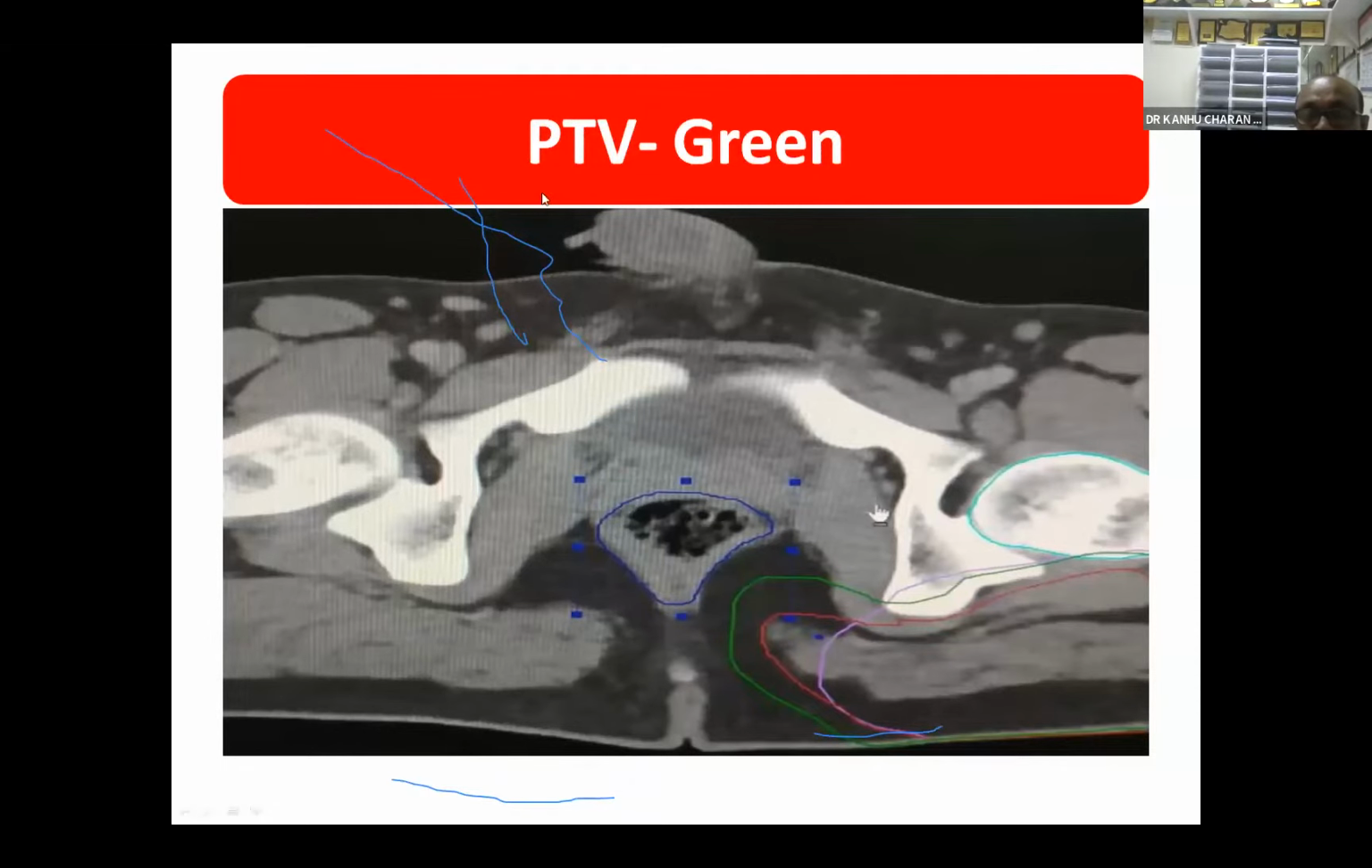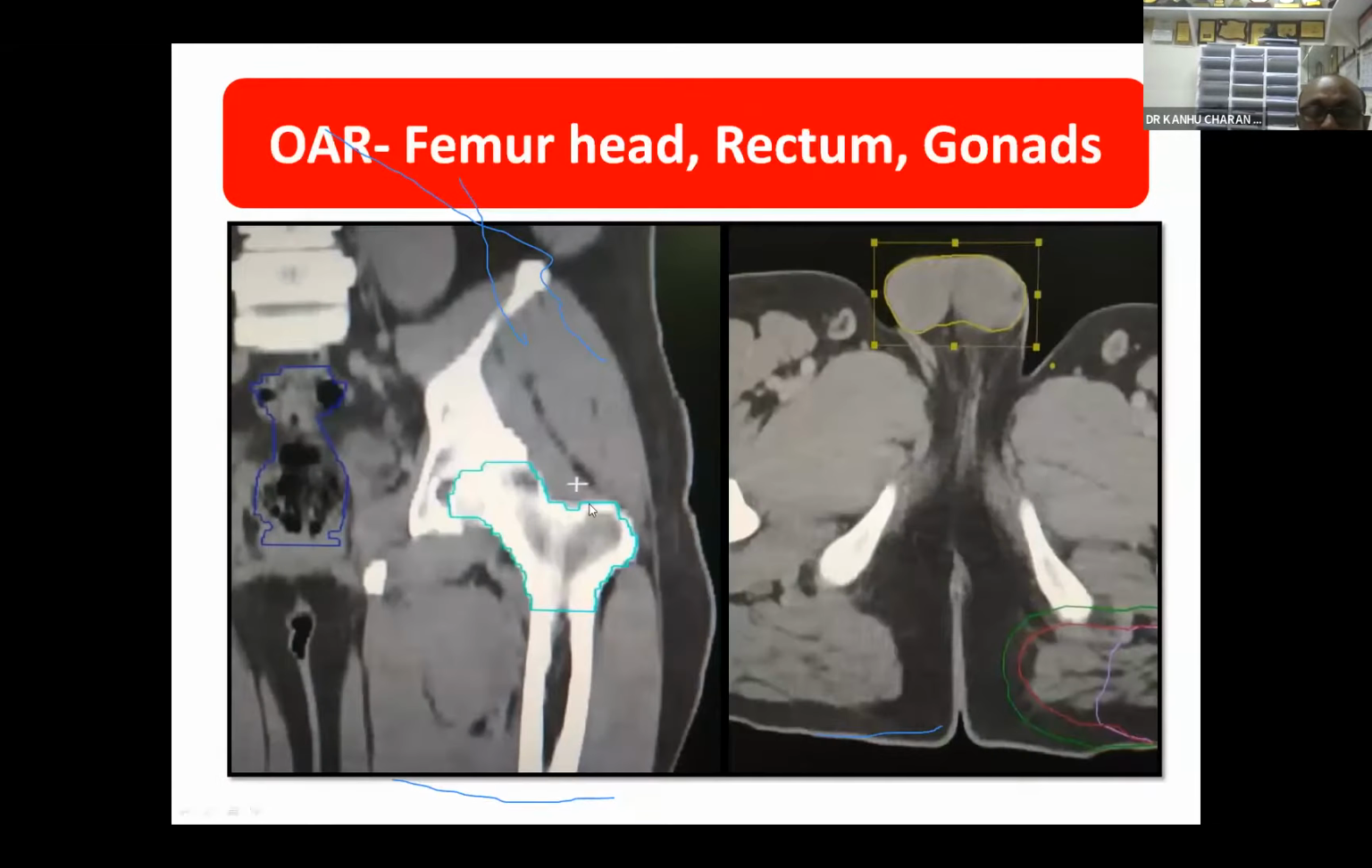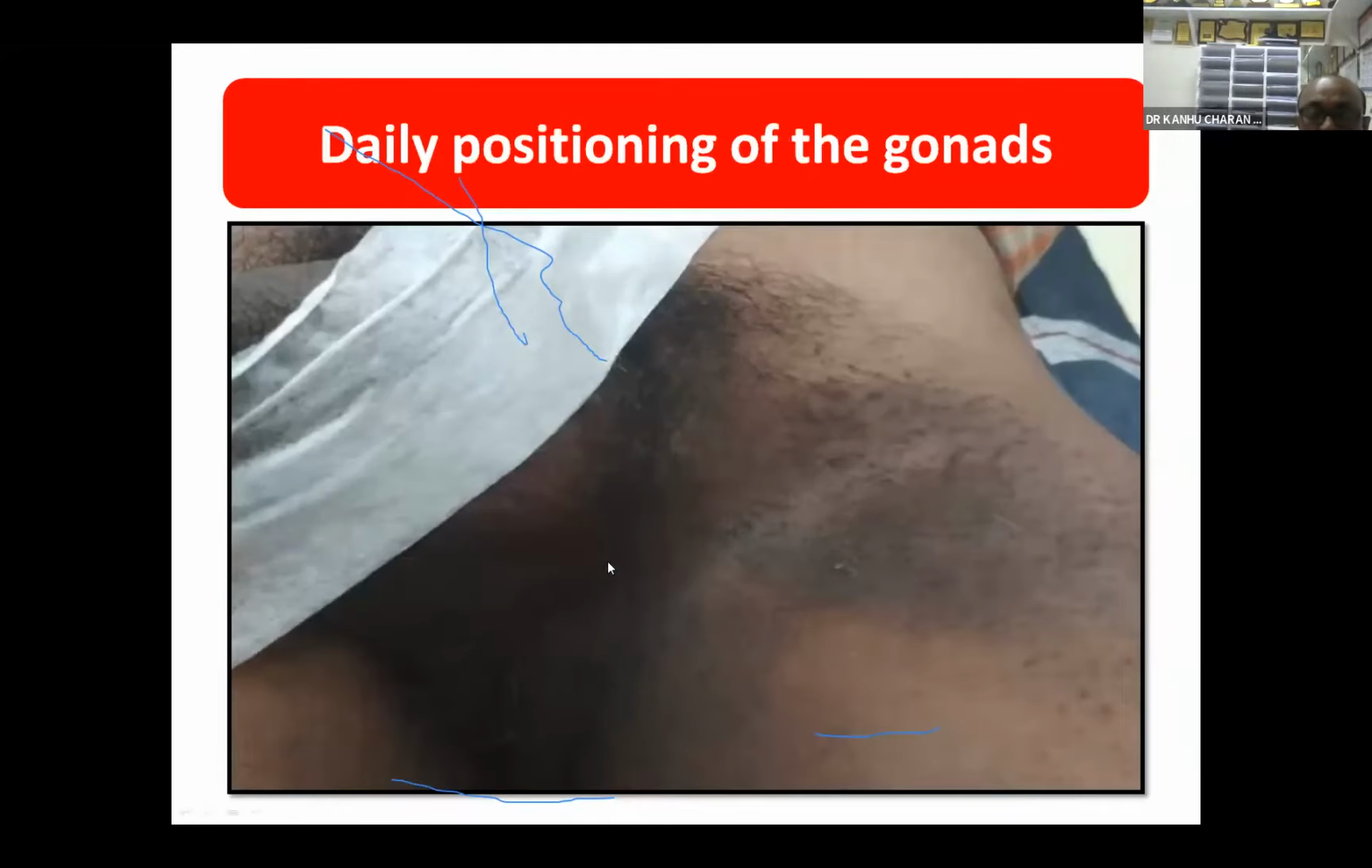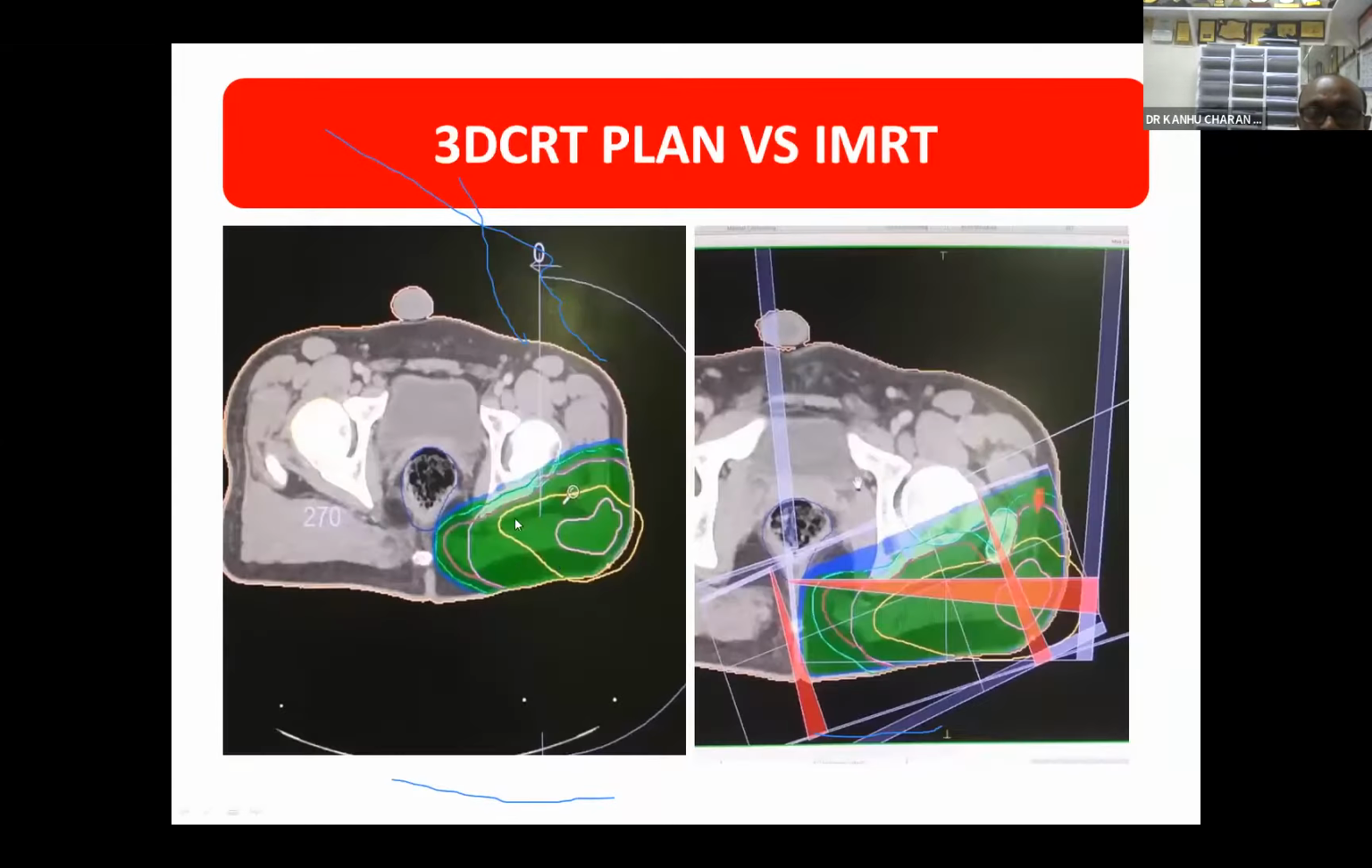For the gonads, we strapped them in the upper part of the abdomen and the lower part of the abdomen. We contoured the femoral head, rectum, and gonads. Then we strapped the gonads to the opposite side and above in the abdomen, and we planned with arc therapy and 3D CRT. So we thought we'll go for 3D CRT or arc.